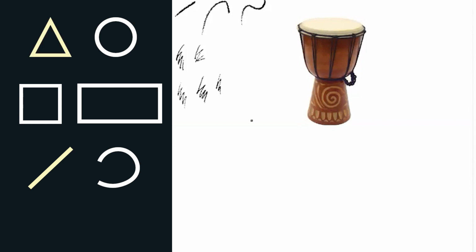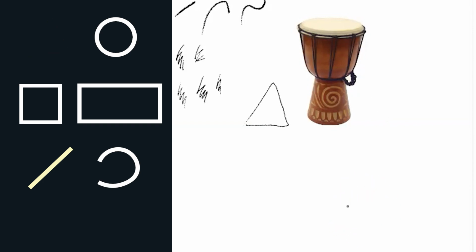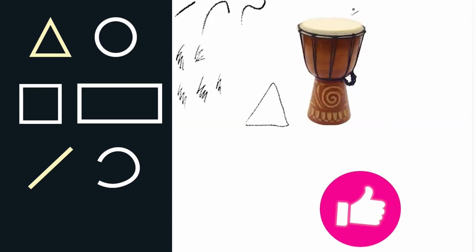Okay, like a triangle like this, right here. Okay, so let's draw that triangle first. That's good. Okay. What's next? What's on top? Can we draw another shape? What shape would you use there? Okay. You want to do a circle here? Okay. Draw a circle here.